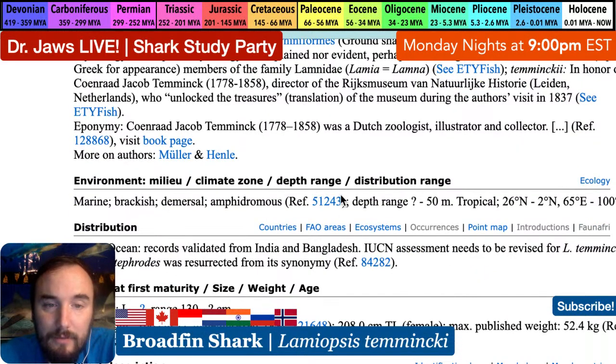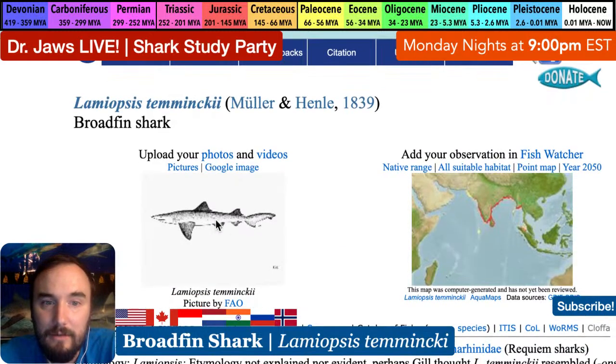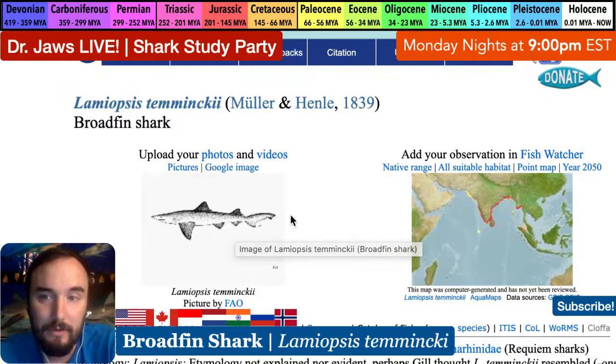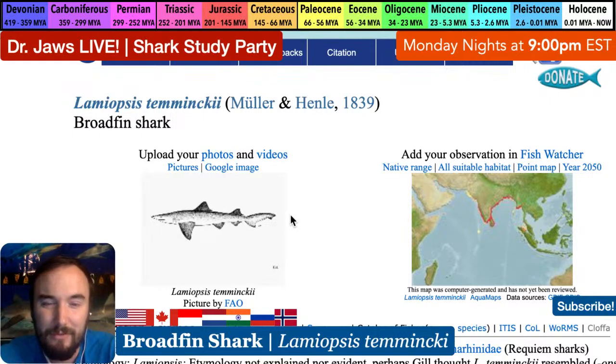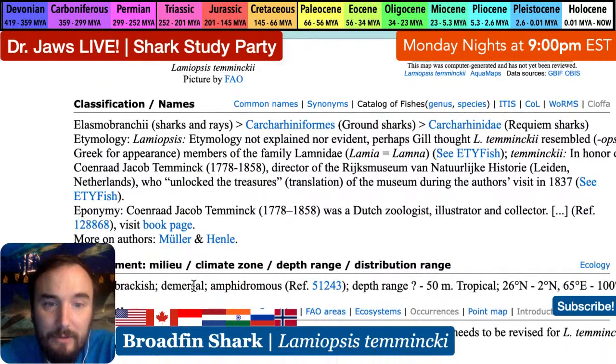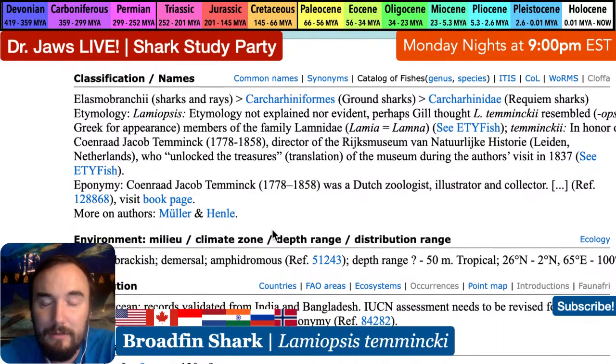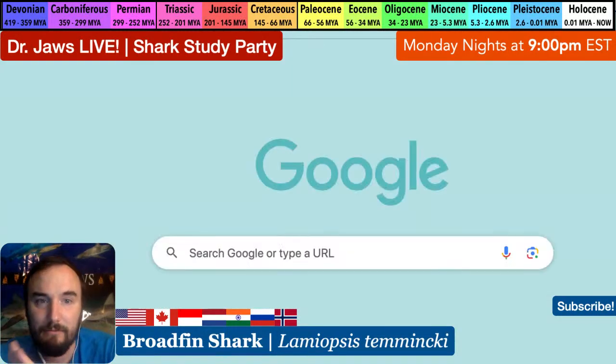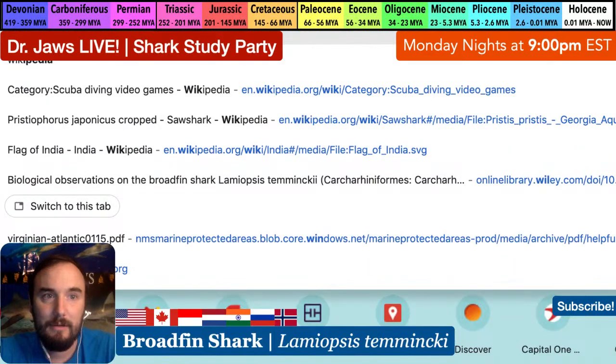Let's see. So the environment FishBase is saying is marine, brackish, demersal, amphidromous. So we all know what marine means. Brackish is estuarine, so this shark apparently may enter estuaries, which is kind of cool because it does look a little bit like a river shark too. River sharks of the genus Glyphis have these broader fins as well. So demersal means bottom dwelling, so it likes to stick closer to the bottom. Amphidromous means, if I'm not mistaken, going up and down rivers, but let's make 100% sure.